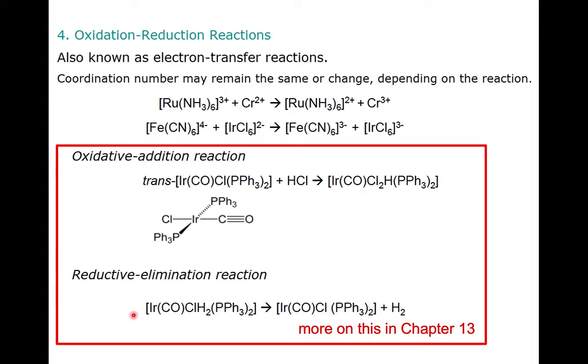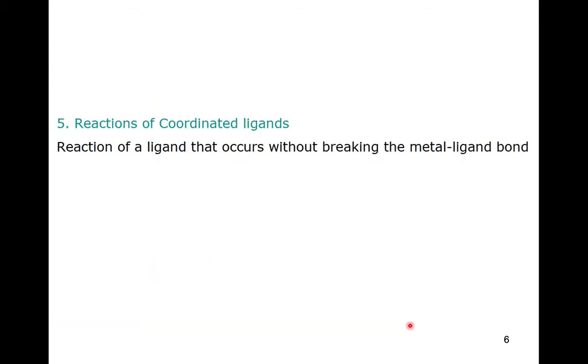And then the opposite also happens. Here we have iridium in the +3 oxidation state. This is a different complex. +3 because it's a chloride and 2 hydrides. And it can release hydrogen gas. And now we've got just a chloride in the coordination complex. And so it went from iridium 3, chloride dihydride, to iridium 1, chloride, and released H2. We'll talk about both of these in more detail.